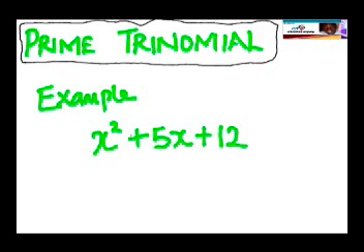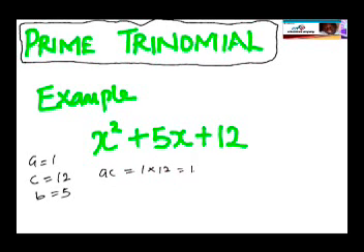Let's say, for example, you have x squared plus 5x plus 12. Let's see. The first step will be our a is equal to 1, our c is equal to 12, and our b is equal to 5. Now ac, that's a times c, will be 1 times 12, and that is 12. And let me think of two values that, when I multiply them I'll get 12, and when I add them I'll get 5. Now just try and keep thinking.